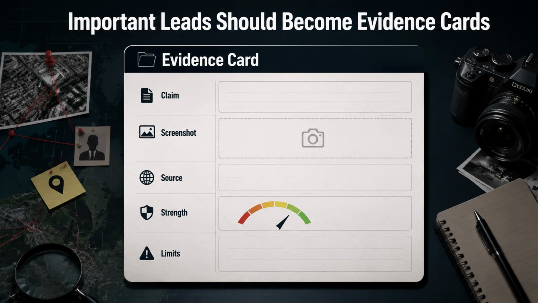Not every piece of material needs a full evidence card, but key leads do. An evidence card is where you slow down and ask, what exactly does this item claim? Where is the screenshot? What is the source? How strong is this evidence? What are the limits? Suppose you find a public penalty notice about a company. The evidence card should not just say, penalty found.